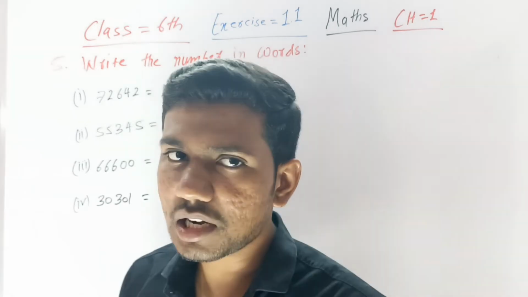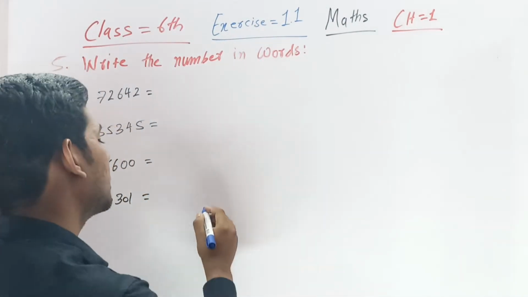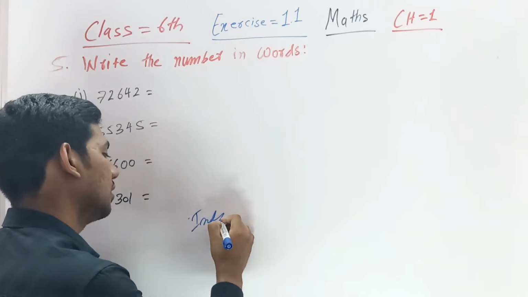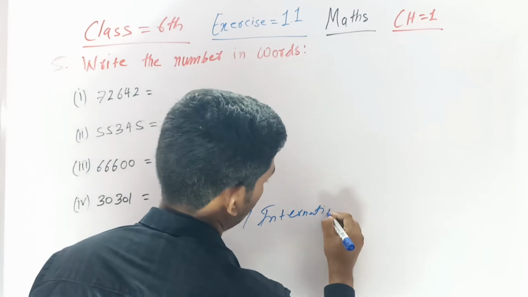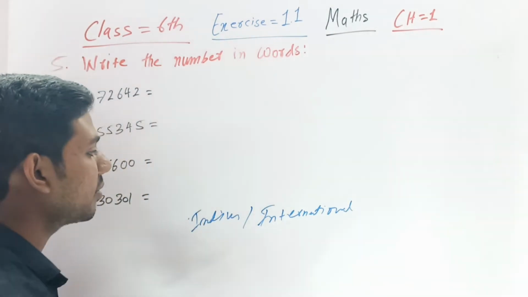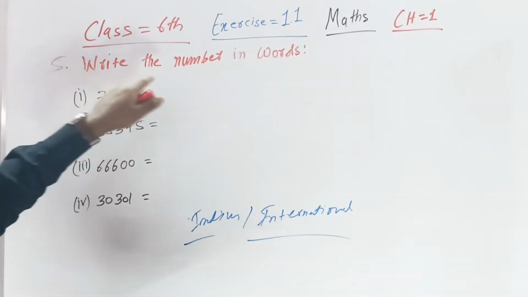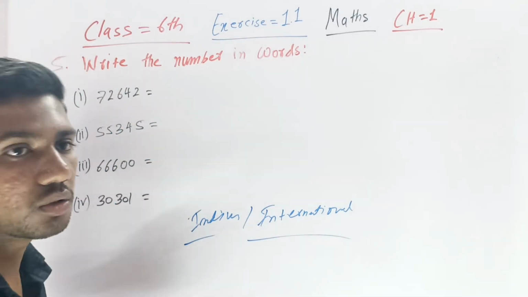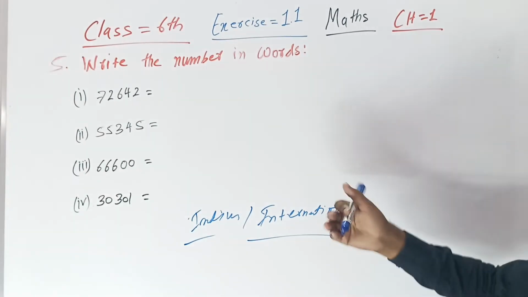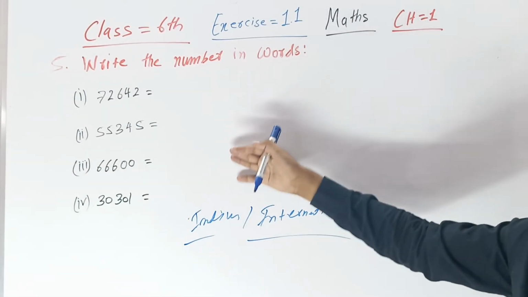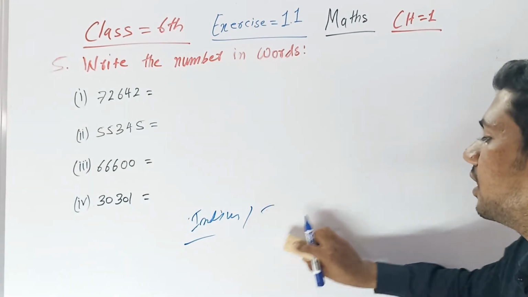In the Indian number system or the international system, in which one do we have to write the words? Indian or international? If you see, it says write the number in words. We live in India. If it says write the number in international, then we write in international, but otherwise we have to write this number in Indian because we are Indian and we are living in India.